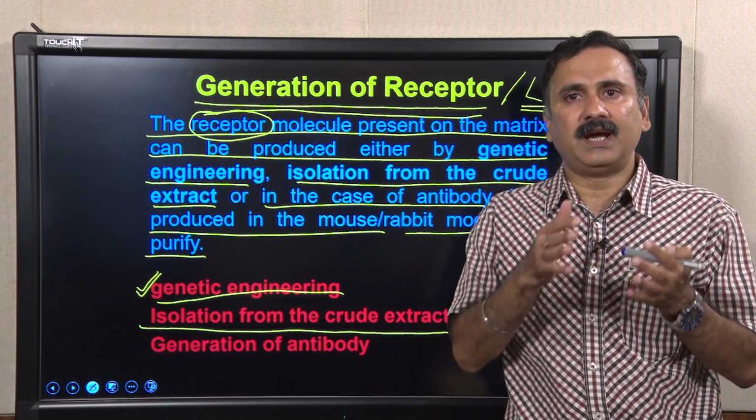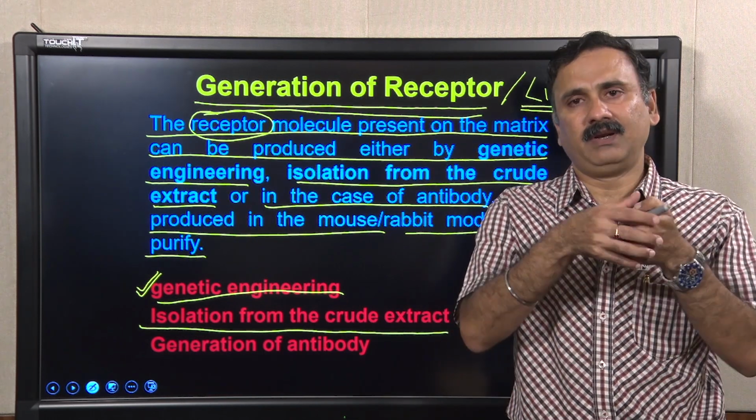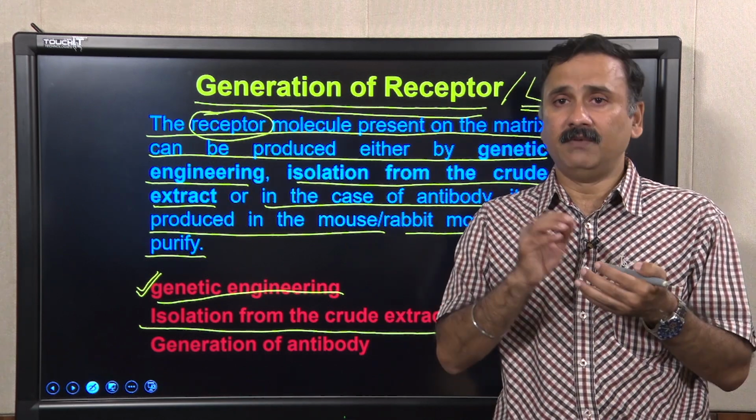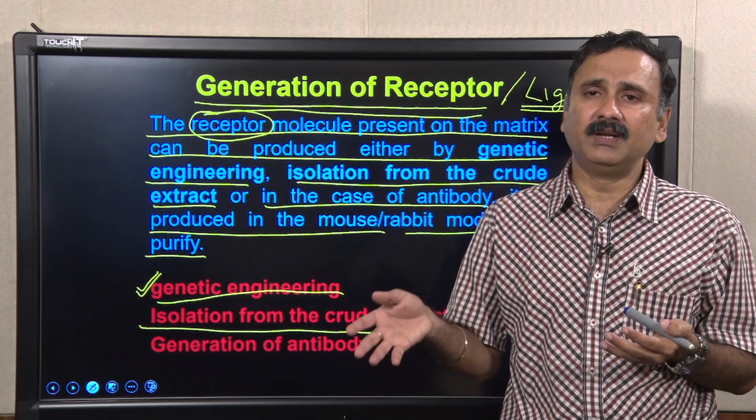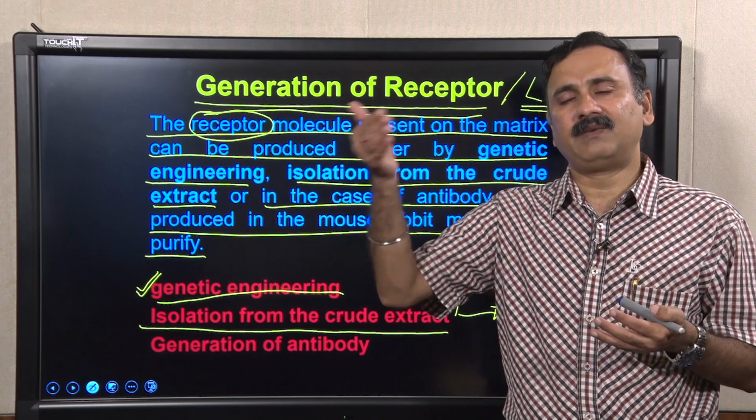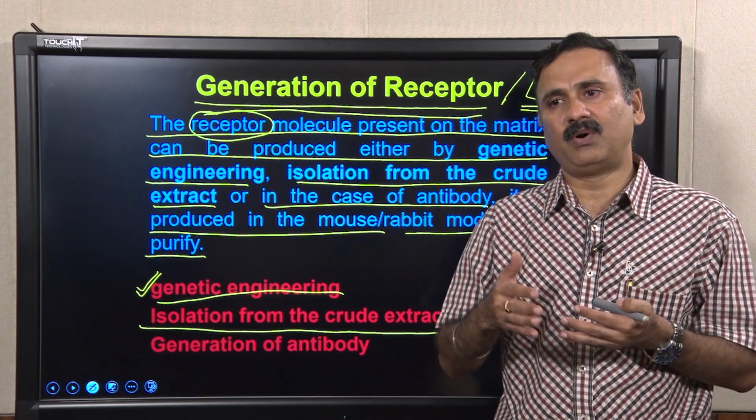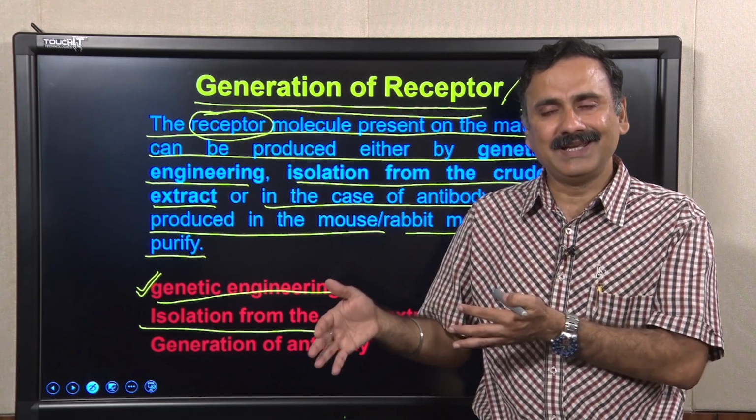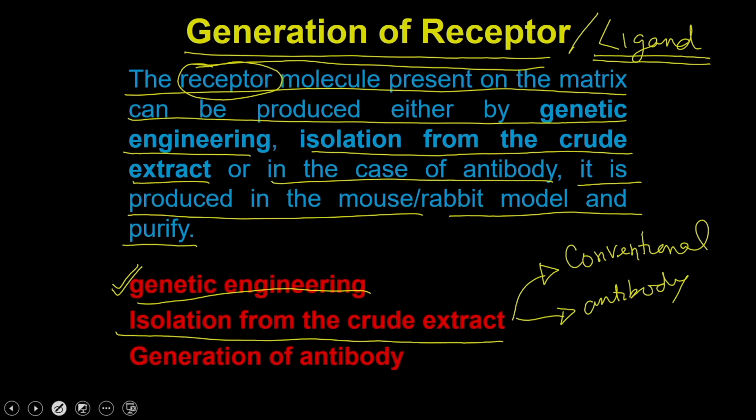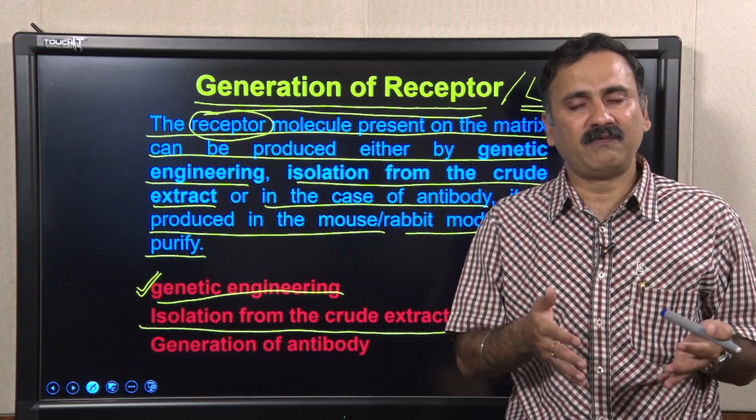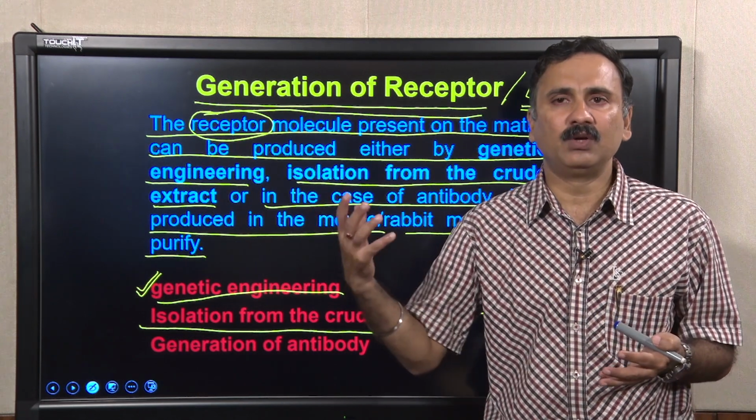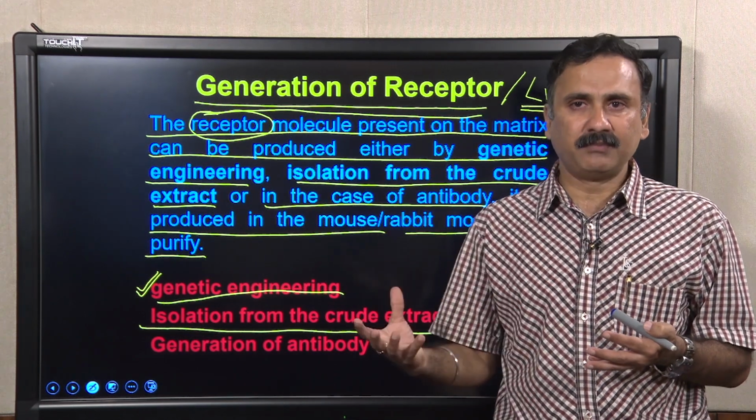I have two options. Either I break open the cells and prepare the lysate, which is going to contain the insulin receptor, and then fractionate that lysate with the help of different chromatography techniques, ion exchange, hydrophobic interaction, and gel filtration chromatography, and ultimately I am going to get the pure insulin receptor.